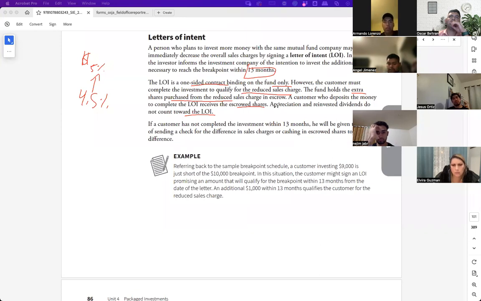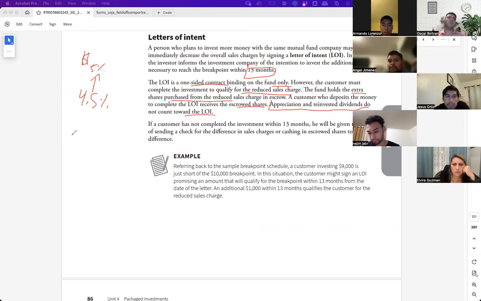So this right here means that appreciation and reinvested dividends do not count towards the letter of intent. What does that mean? So if the account grew, or if it received dividends, it doesn't count. Like if the board of directors said everybody's getting a 5% dividend increase, that wouldn't count for it. Yep, that wouldn't count.